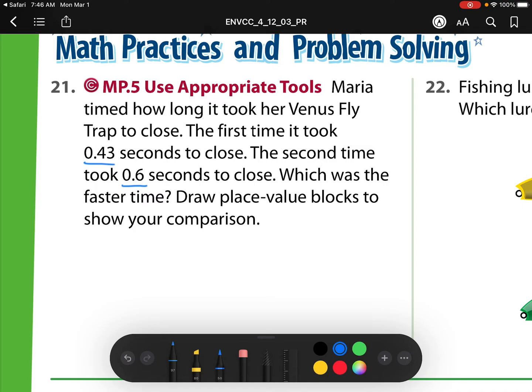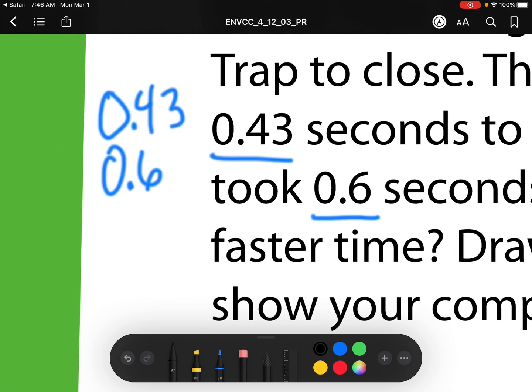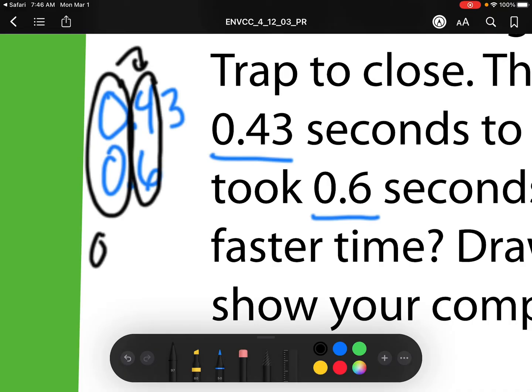Well, remember our first thing, even though it tells us to use place value blocks, we've just been practicing by lining those decimals up. So let's do that first just to check. So which one's faster? Well, that's the same. So now we go to the next place value. That's the same. So what does that tell us? 43 hundredths is less than 0.6. And if it's less than, that means that this is the faster time because it's not taking as long.